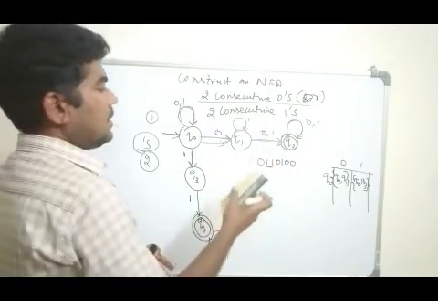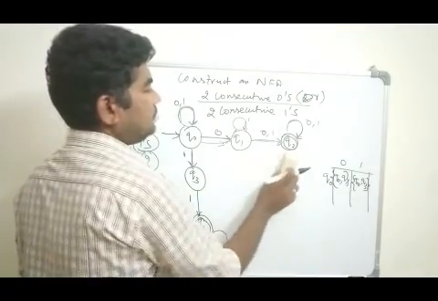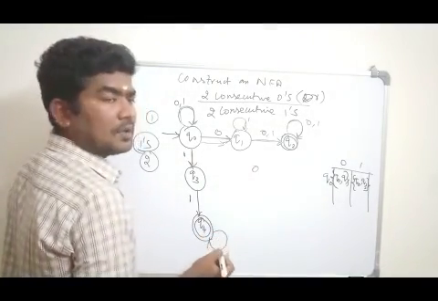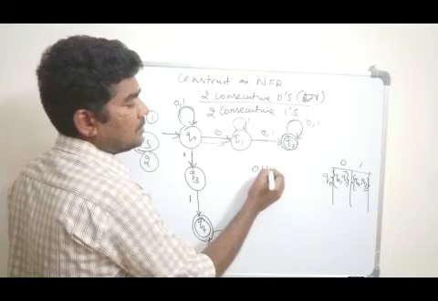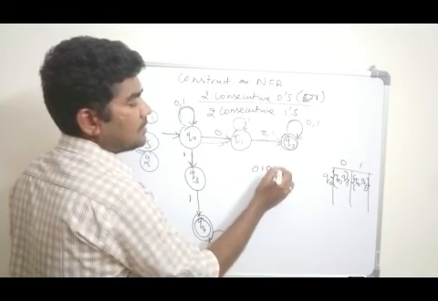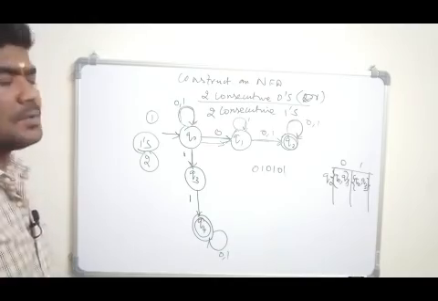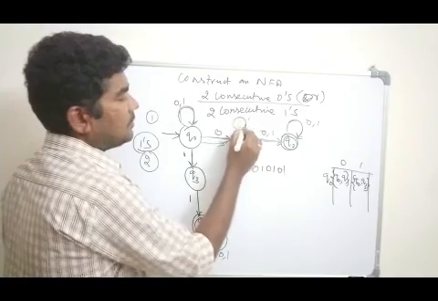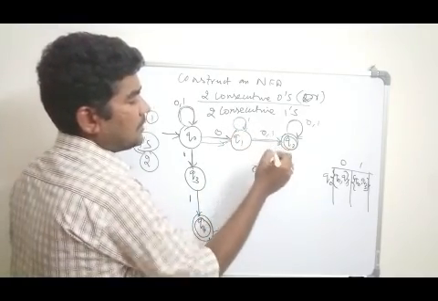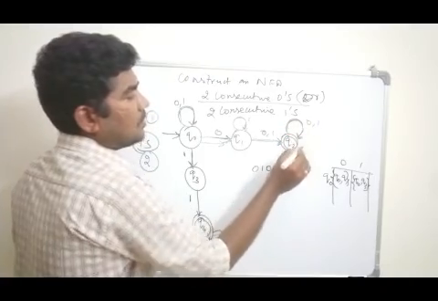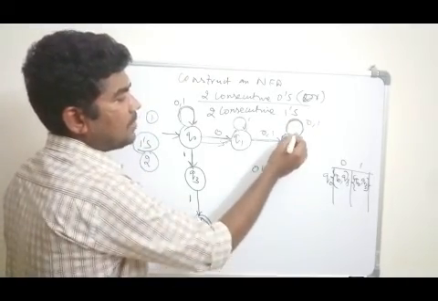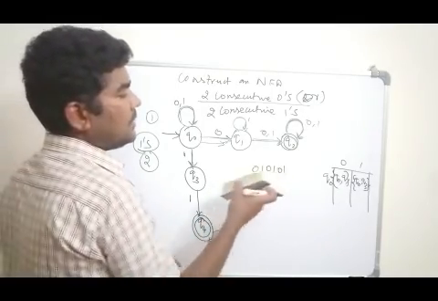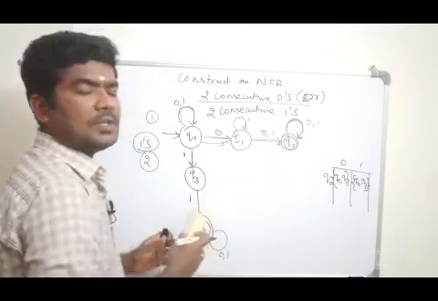Suppose you are not going to have, say, 0 1 0 1 0 1, so there are no consecutive zeros and consecutive ones. So I am taking 0, I am taking 1 here, I am taking 0, then I am taking 1. Then we are not reaching the final state because on 0 again it is not going anywhere. So this is how you will be checking with the NFA.